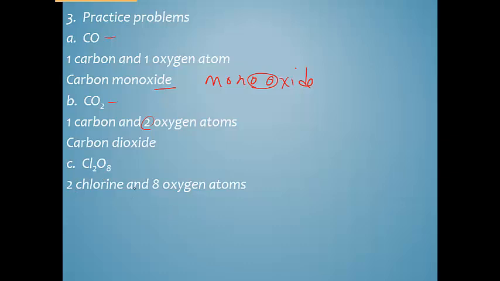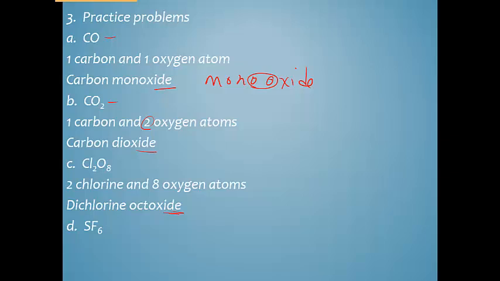and so we need to look at our chart, and what is the prefix for 2? What is the prefix for 8? And those prefixes go in front of the words. So we have dichlorine. Again, it's all one word because it's a prefix, so dichlorine. 8 is octa, so it's dichlorine octaoxide. So we're still changing the ending of our second name always to the IDE.